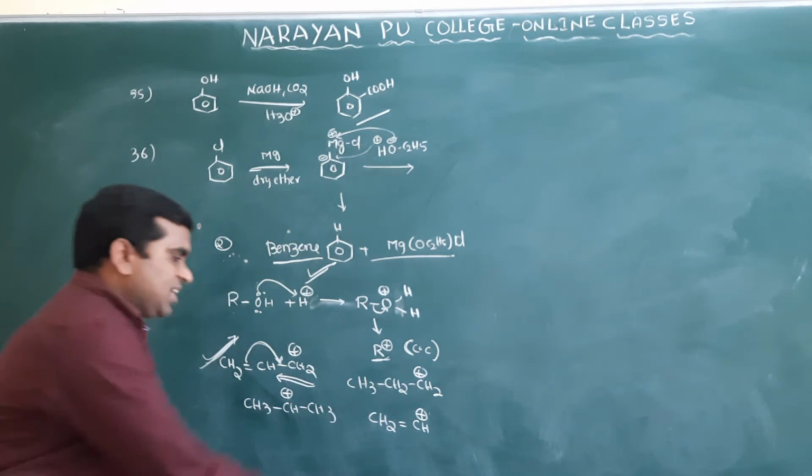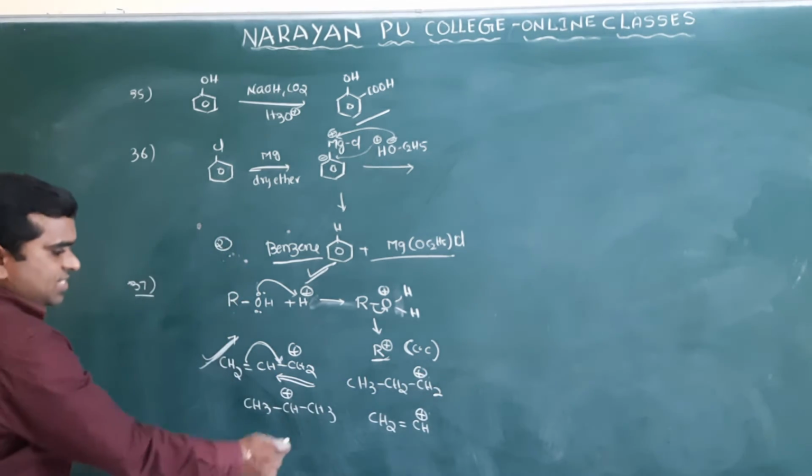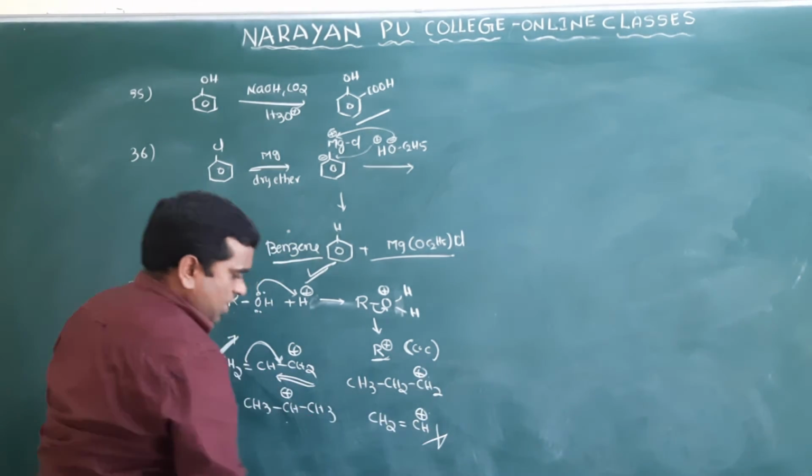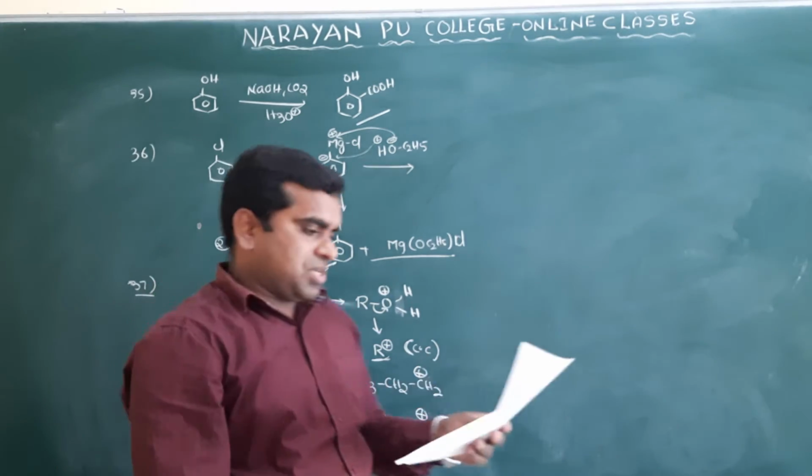Clear? The other is primary, this is secondary. Vinylic is least stable. So your option should be option 1.